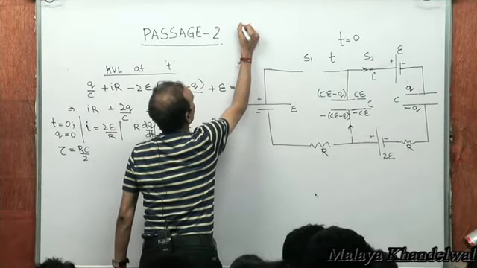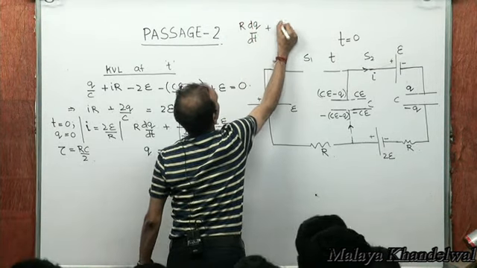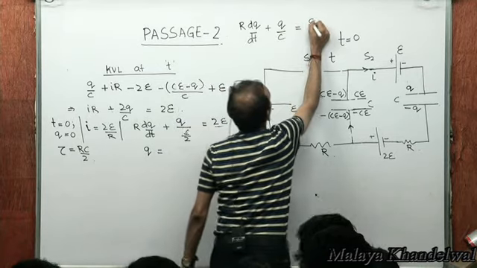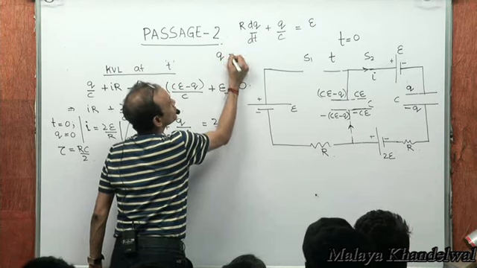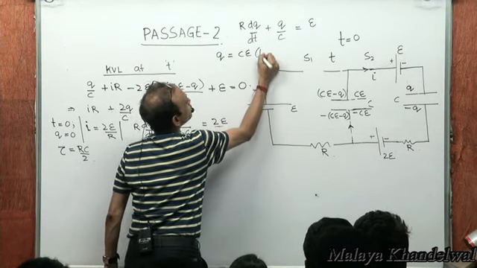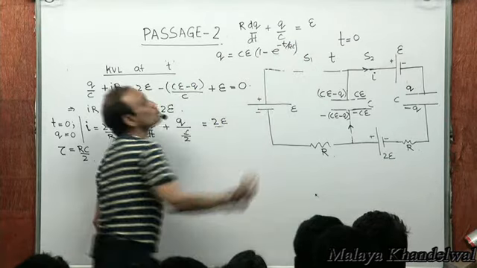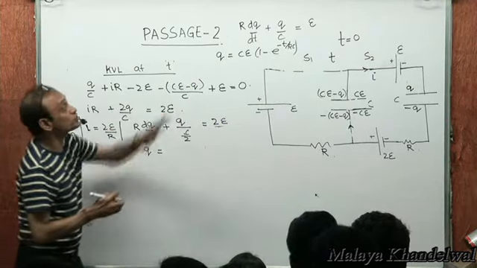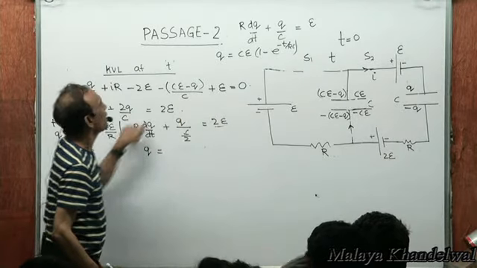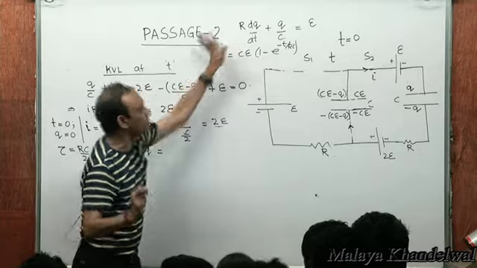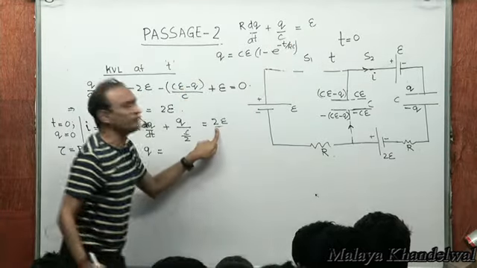See, R dq by dt plus Q by C equal to epsilon. We've learned how to solve this equation. The solution to this equation was Q equal to C epsilon into 1 minus e to power minus t by RC. Now you don't want to reinvent the wheel. You want to use the same template. The difference between these two equations is, instead of R you have R only, not a problem. Instead of C you have C by 2, and instead of epsilon you have 2 epsilon.